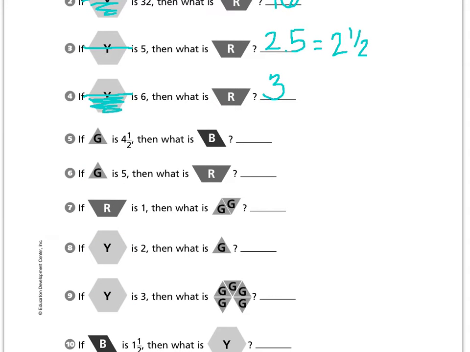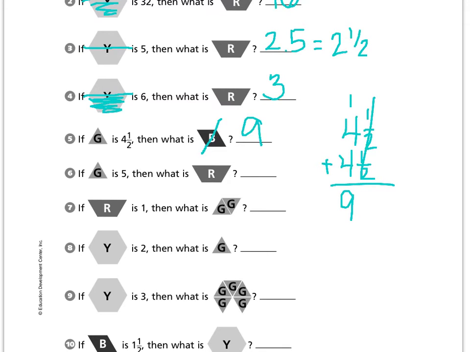If g is 4.5, what's b? And I know that g is going to be just one triangle, so I need to figure out what 4.5 plus 4.5 equals. And I know that half plus a half is 1, so I'm going to carry that 1 up and cross those out. And 1 plus 4 is going to be 9.